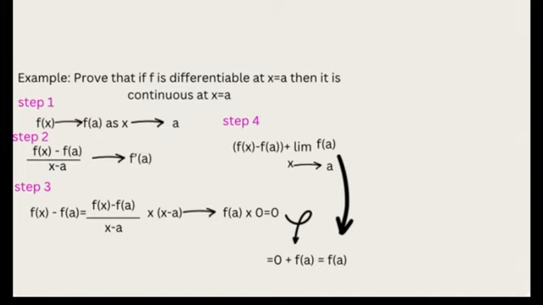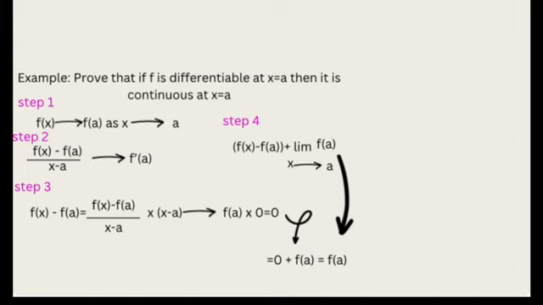Example: prove that if f is differentiable at x equal to a, then it is continuous at x equal to a. Step 1. f of x approaches f of a as x approaches a. Step 2. f of x minus f of a divided by x minus a approaches f prime of a. Step 3. f of x minus f of a is equal to f of x minus f of a divided by x minus a times x minus a, which approaches f prime of a times 0, which will be equal to 0.